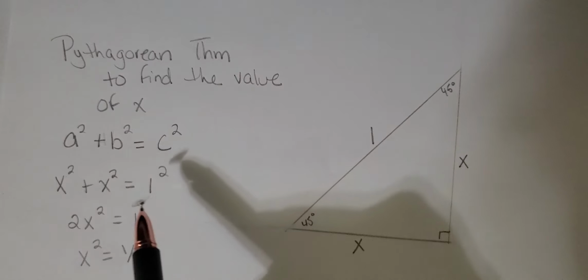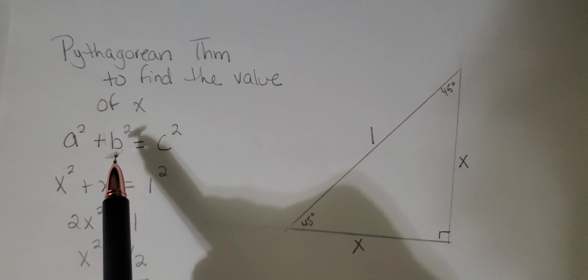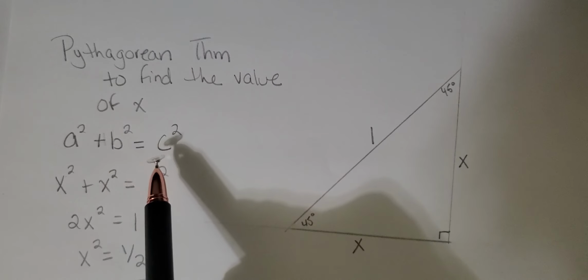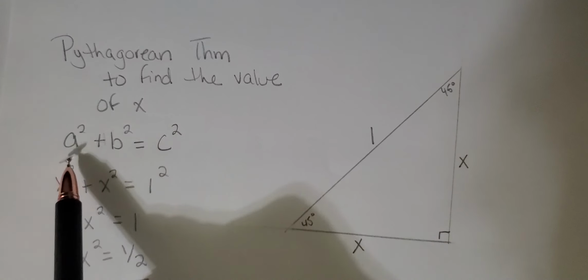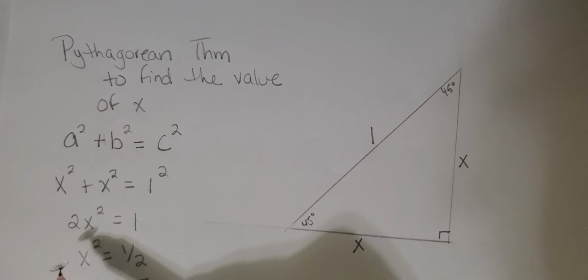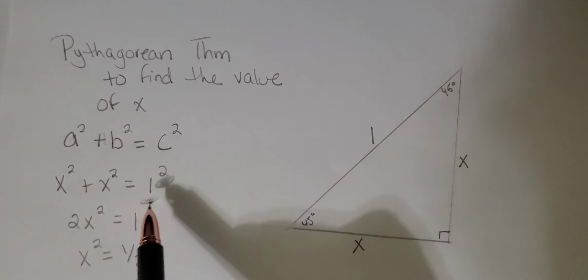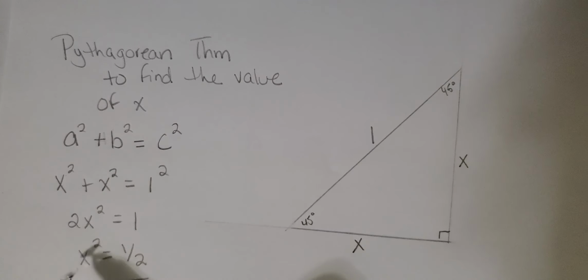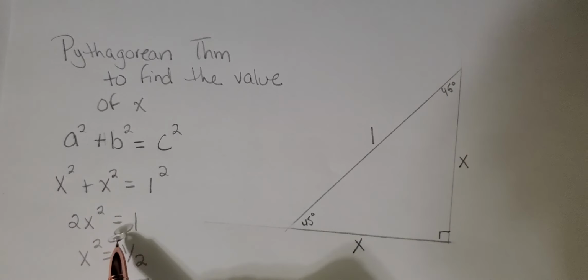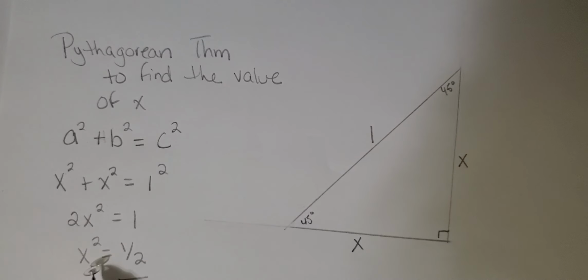The Pythagorean theorem says that if you take a leg squared and add it to the other leg squared, it's going to be equal to the hypotenuse squared. So substituting in a, b, and c, we have that x squared plus x squared equals 1 squared. Simplifying this equation, we get that 2x squared is equal to 1. Solving for x, we get that x squared is equal to 1/2.